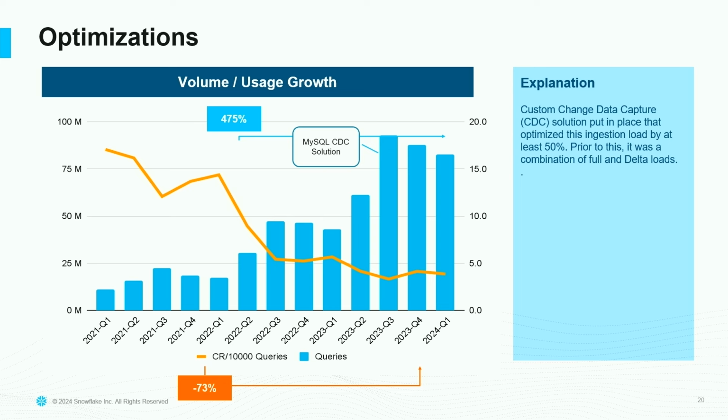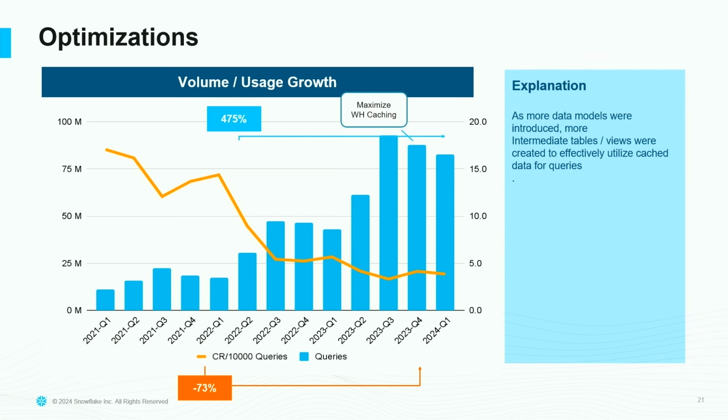Prior to that, it was a combination of full loads for certain tables and delta loads for other tables. By delta, I mean any changes since the last full load. Now, things didn't stop. Because we are doing this big initiative, more workloads are coming in and hitting Snowflake. We wanted to continue the journey of how we can use the intermediate tables and views efficiently so that we can maximize the caching again.